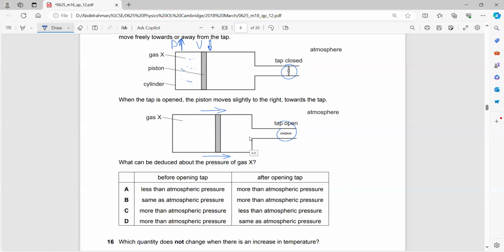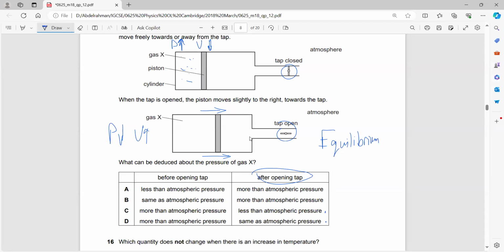As you open up the tap, what happens to the volume? The volume is now increasing and the pressure is decreasing. After you open up the tap, will the pressure be less than the atmospheric pressure, or will it be the same as the atmospheric pressure? Again, you said that it would reach equilibrium, which is a perfect keyword.